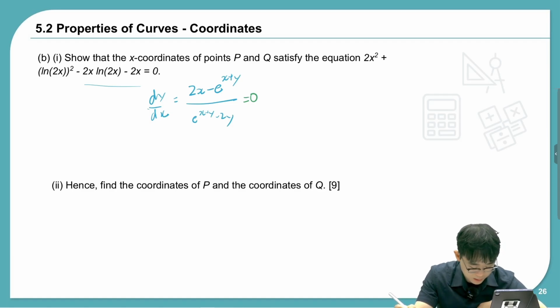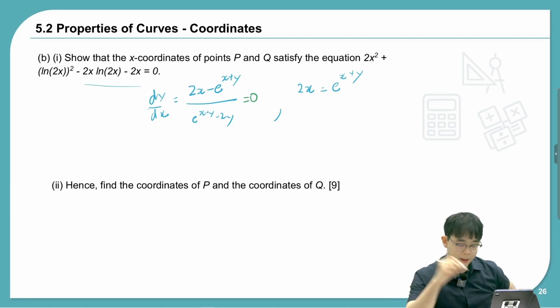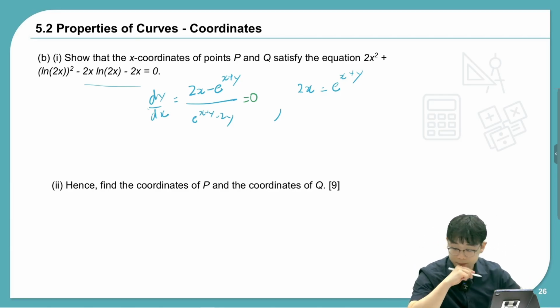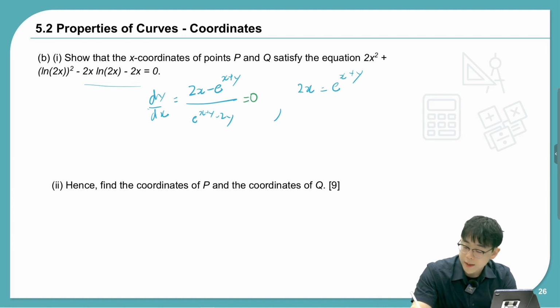So if we were to do that, what we would do there is we basically want to make sure that 2x is equal to e to the power of x plus y. And before we use a calculator, we want to solve this in exact form, right? So we could try taking the ln of both sides. So ln 2x is going to be ln of e to the power of x plus y, or just x plus y. And y would be ln of 2x minus x.